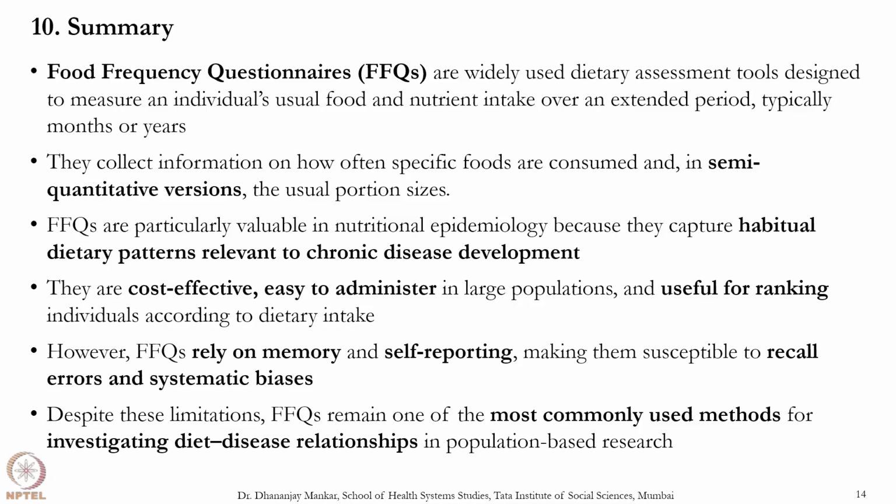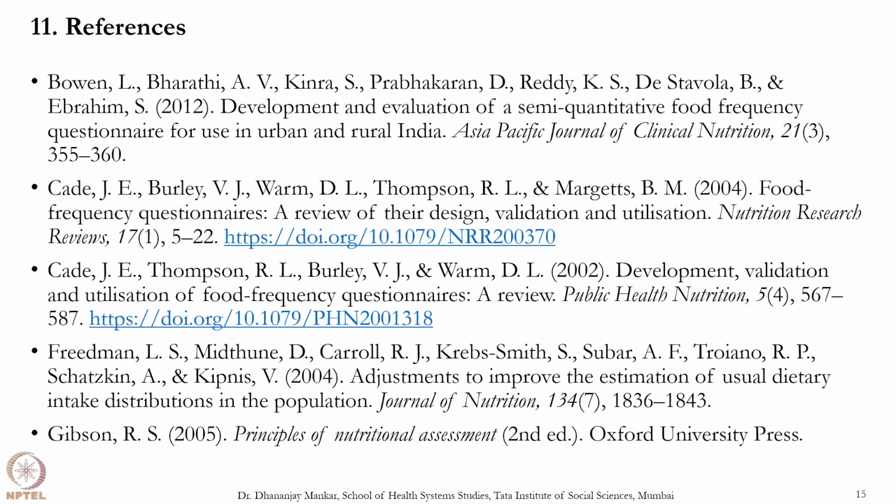There comes a sort of individual bias, making them susceptible to recall errors and systematic biases, which we have studied in the previous sections. Despite these limitations, FFQ remains one of the most commonly used methods for investigating the diet-disease relationship, which is the purpose of nutritional epidemiology in population-based research. So with this, we come to the end of this chapter.